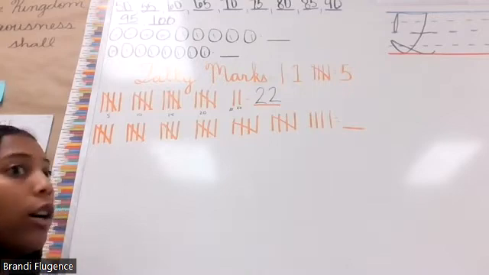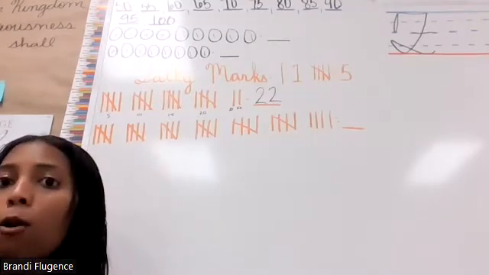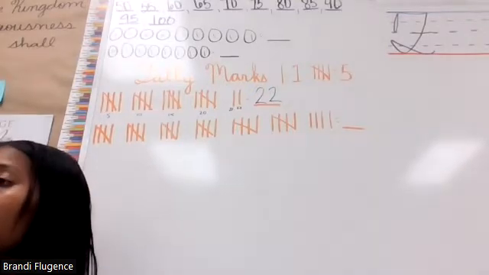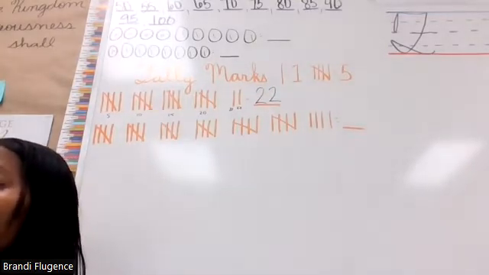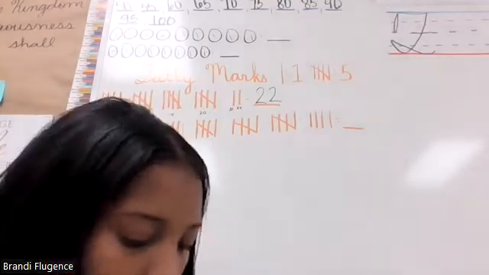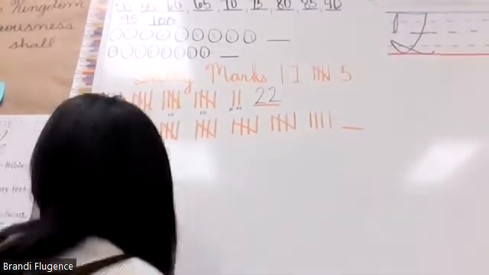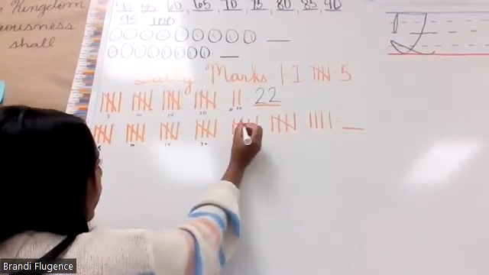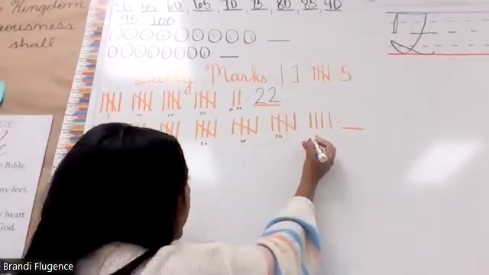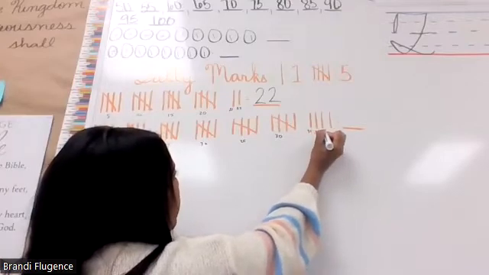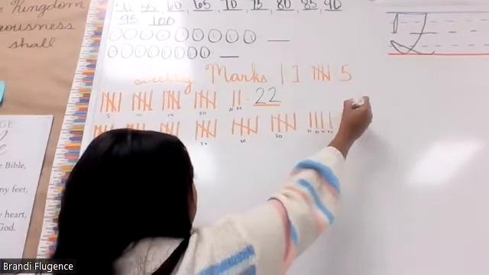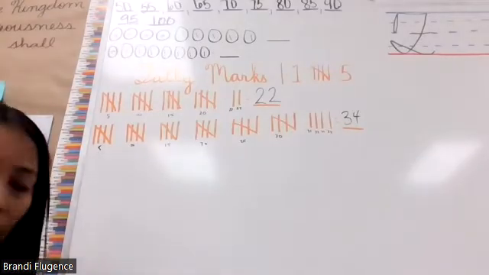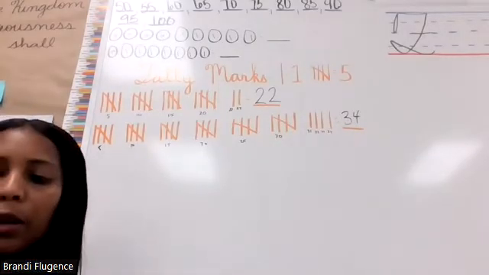She says 34. Anybody have anything different than 34? What do you have? He says 44, and what did you put? 45? All right, let's count it and see who's correct. So we have 5, 10, 15, 20, 25, 30, 31, 32, 33, 34. 34. Yep, so those who said 34, that was the correct answer.